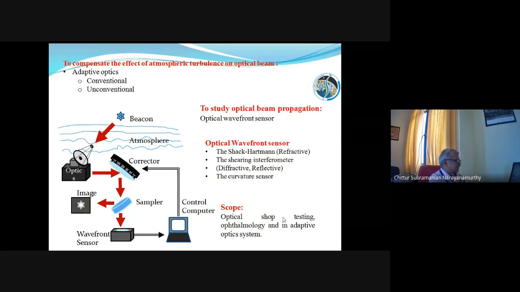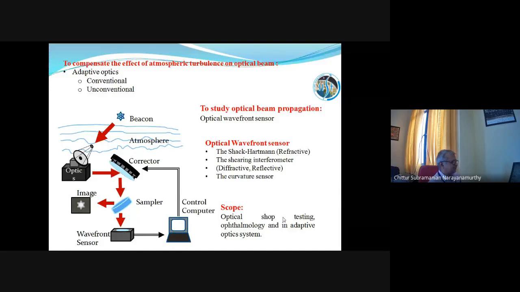There are several technologies now involved in wavefront sensors. People are developing different types of wavefront sensors. One of the popular ones is the Shack-Hartmann wavefront sensor, which I will be telling you about a little later. Then you can also use a shearing interferometer. We can also use diaphragmatic reflective mirrors and curvature sensors, and also we can use our conventional phase conjugation method.